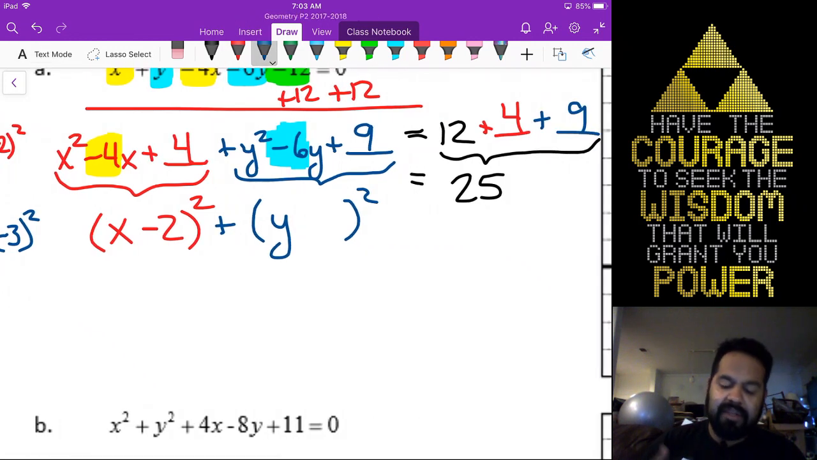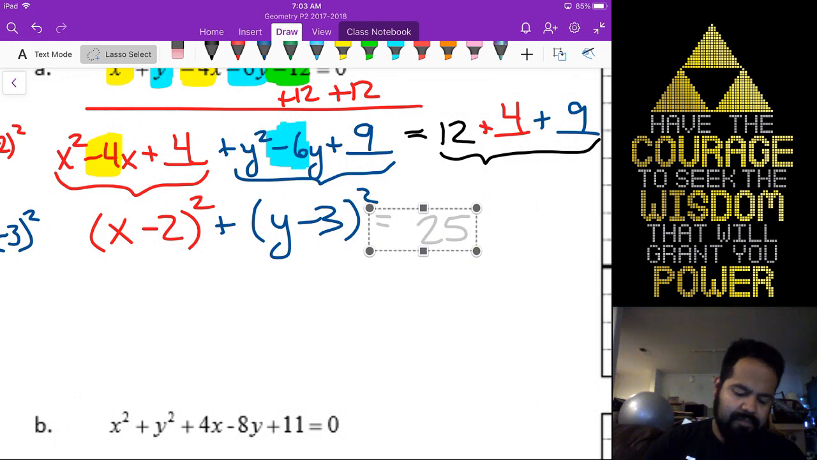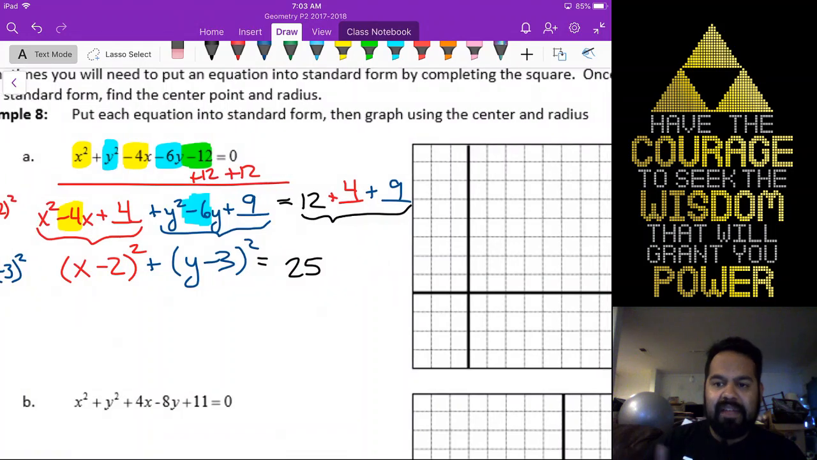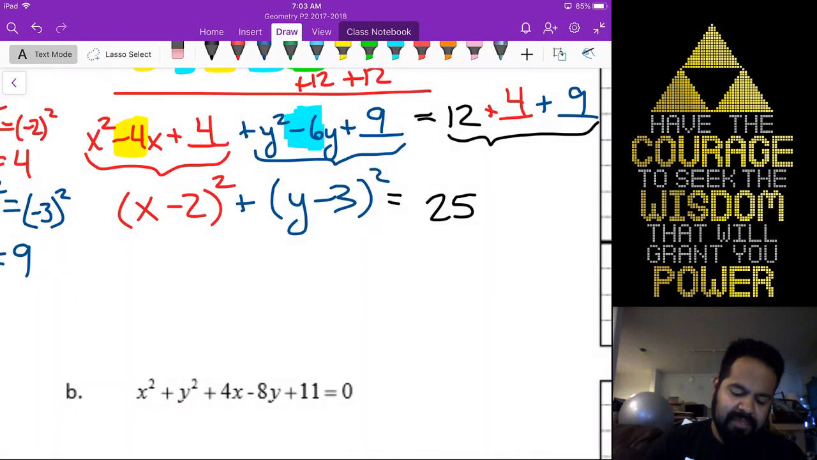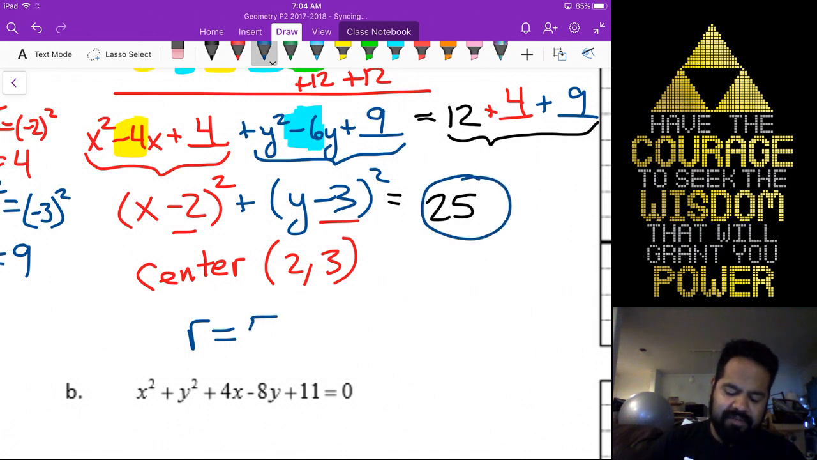So for the y, looking at the blue highlighted section, half of -6, -3. And then of course, don't forget your 25. There you go. That's your equation. Then we're going to graph it. So my center is going to be at 2, 3. Again, remember you're taking the opposites of those two. Your radius is going to be the square root of that number, so that's going to be 5.